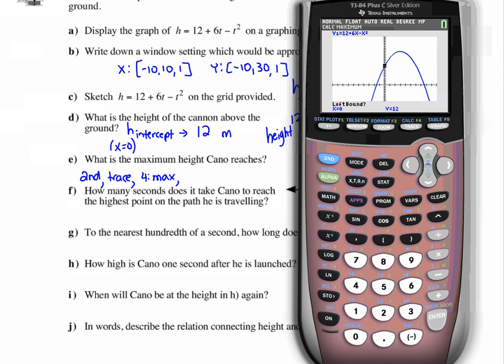Now, it says left bound. So what you have to do is go to the left of the maximum point. Are we right now to the left side of it? Yeah, so push enter. Now it says go to the right side of it. So we're going to use our cursor, hold it down, and scroll over until you're on the right side of the maximum. So now, somewhere over here, I'm on the right side, push enter.